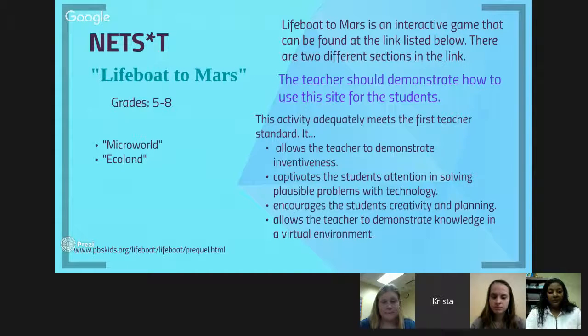If you use this with the students and then let them do it themselves or in groups, it would address several of this first standard, which is allows the teachers to demonstrate inventiveness, captivates the students' attention in solving plausible problems with technology, encourages the students' creativity and planning, and allows the teacher to demonstrate knowledge in a virtual environment.